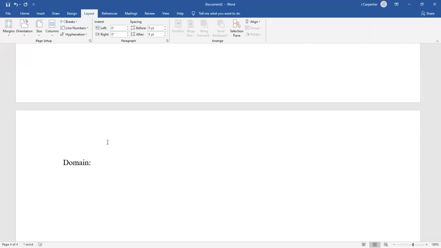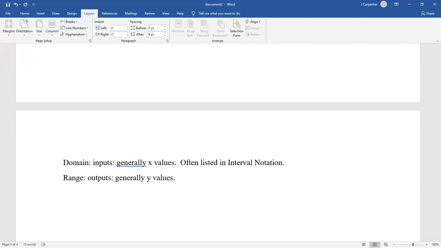Domain. These are your inputs. Generally, your x values. Often listed in interval notation. Range. This is your outputs. Generally, y values. Now, unless we're talking apples and oranges, dollars and quantities of items, we might not call them x and y anymore. We might give them more appropriate names. But when we're just dealing with your basic algebra and calculus principles, x is input, y is output generally. And then range is also often listed in interval notation.